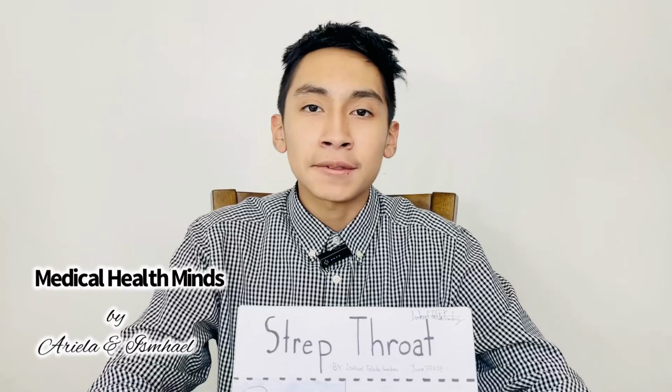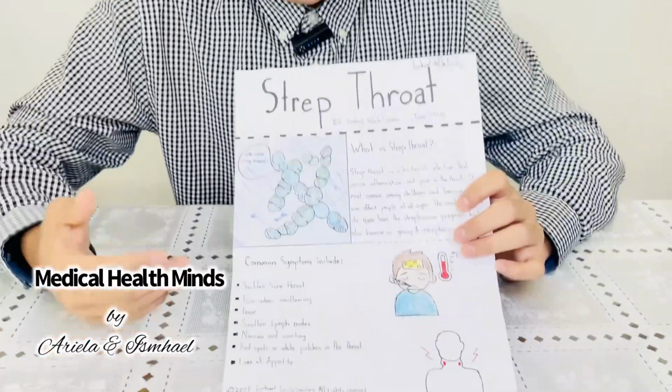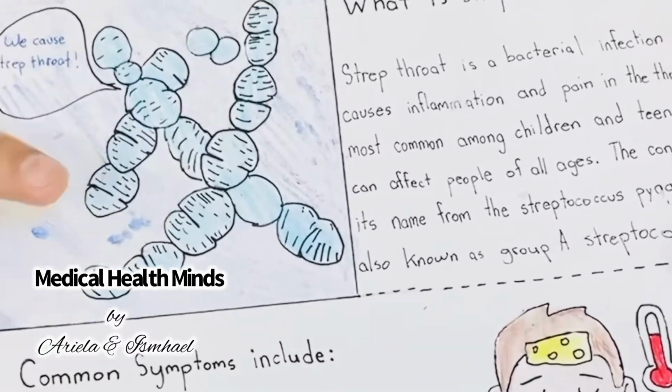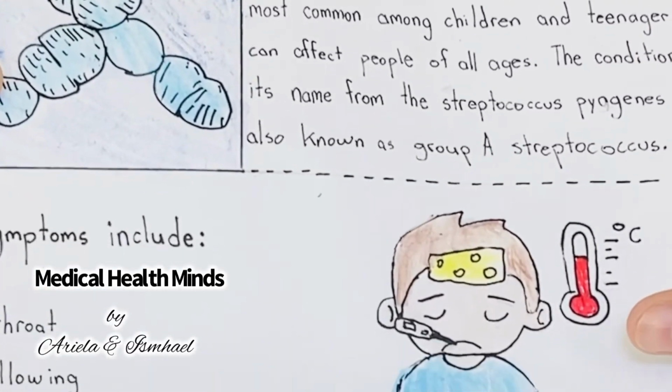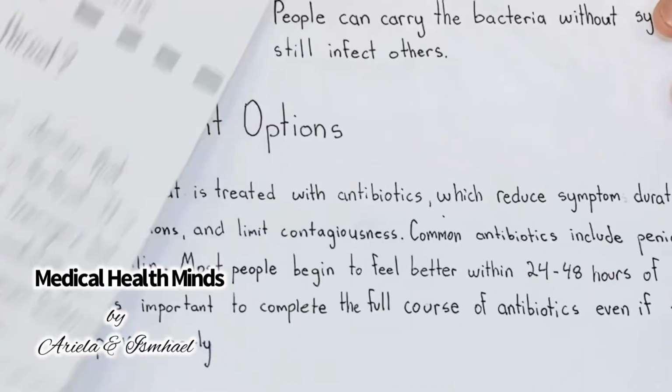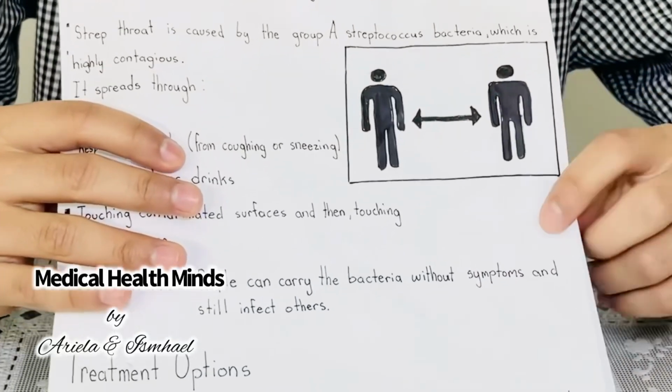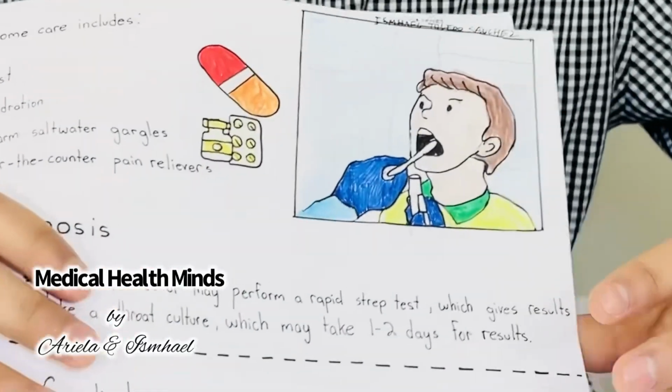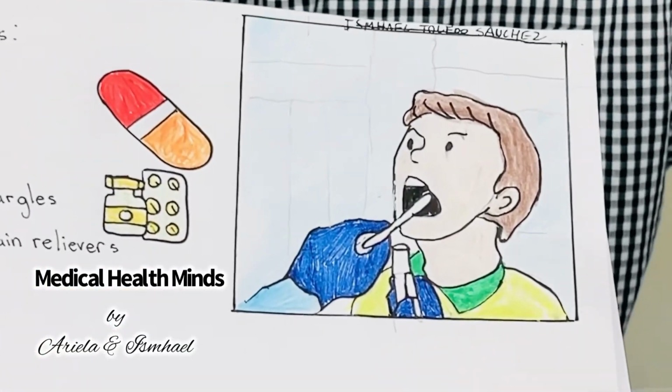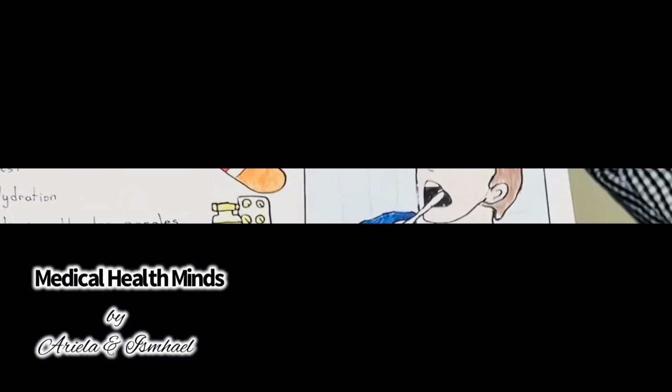In my investigation of strep throat, I made some illustrations here. Streptococcus bacteria. This also shows fever and inflamed tonsils. This represents social distancing. And this is how the strep throat rapid test looks. I wanted to show the notes I did on strep throat.